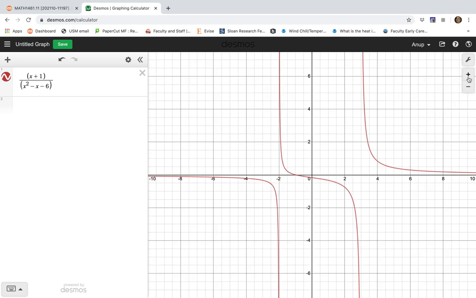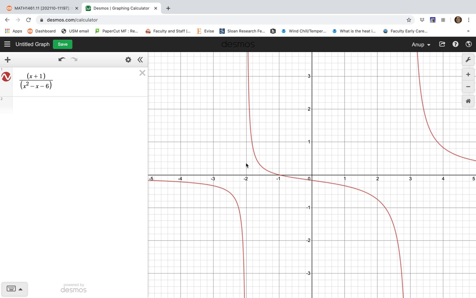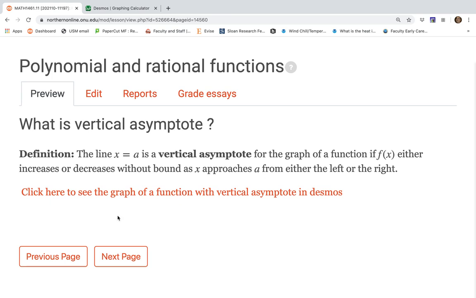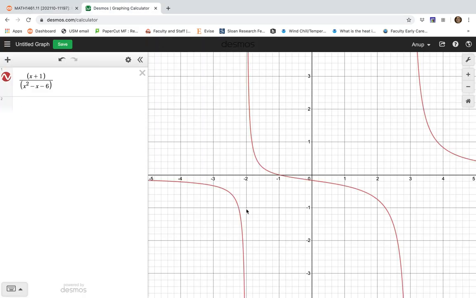If you want to look into what that location is, it looks like x equal to -2. So we have some interesting feature here. The line x equal to a is said to be the vertical asymptote for the graph of the function if f of x either increases or decreases without bound as x approaches a from either the left or the right. That's exactly the same situation we have here, right? Let's assume x equal to -2 is one of the straight lines here.